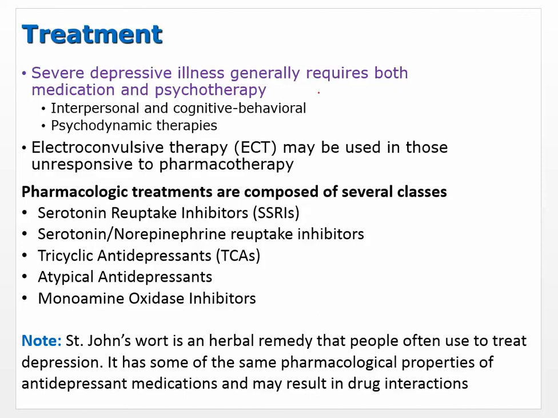Well, we're talking about drug treatments here, but most severe depressive illness generally requires both medication and psychotherapy. So you have to have some kind of counseling therapy, cognitive behavioral, psychodynamic therapies, something else aside from the medication. And it goes the other way too. A lot of times, just cognitive behavioral therapies won't work without some kind of medication to complement those. So they kind of work together.